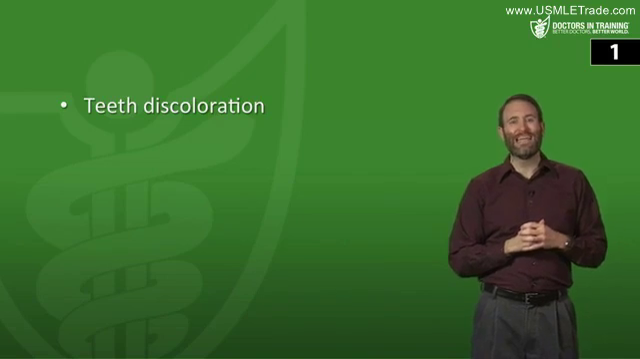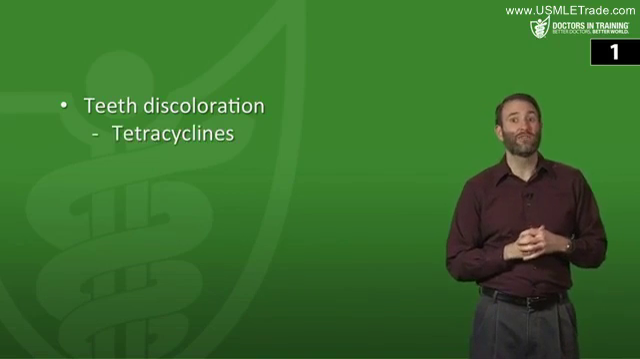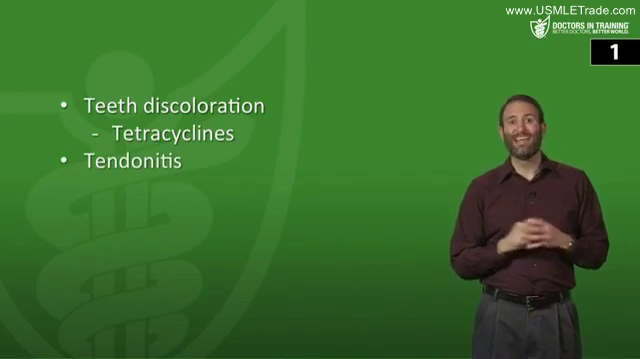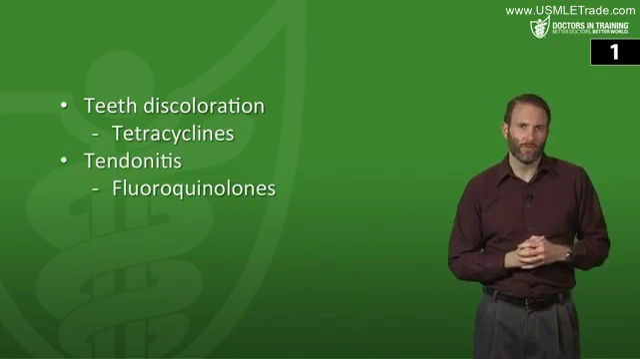It's time for that 3-question warm-up. Let's get going. Which antibiotic fits each of the following drug side effects? First one we have here is teeth discoloration. That's going to be tetracyclines. Next we have tendinitis. Think of fluoroquinolones.